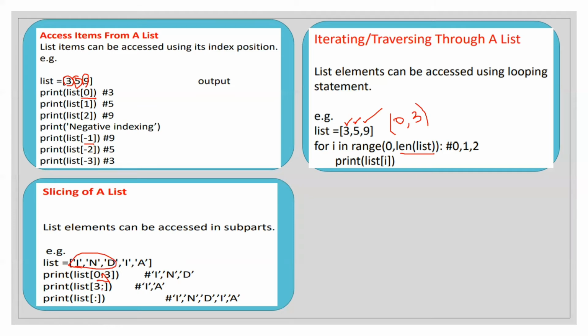If I write [3::], then I'm going to start from the third index and go till the end, which is 1, 2, 3. This is the third index, so it's going to print I and A. And if I don't specify any index, not the first, not the second, then it's going to print the whole word. So this is the syntax basically.